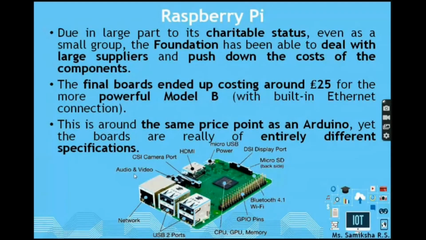Okay, so these are a few features of your Raspberry Pi B model. We can see it has an audio video port, a camera port, an HDMI port for connecting the monitor, then the micro USB power, which is the same micro USB we connect to our mobile phones for charging. Then we have a display port, some other type of display. This is a normal screen display that can come up here.